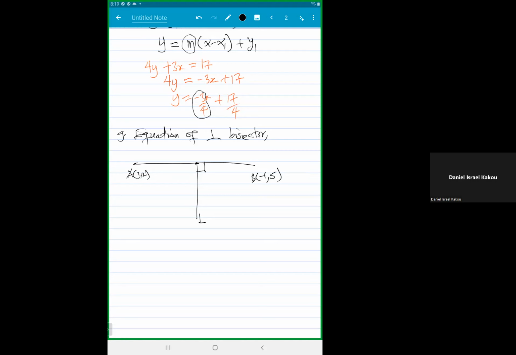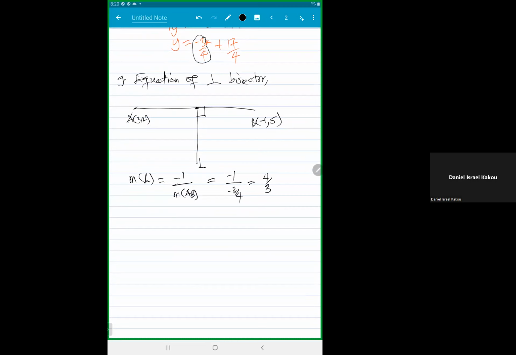We just discussed the fact that if 2 lines are perpendicular, then their gradient is the negative reciprocal of the other. So this line I'm calling L is the line I'm trying to find. But that line is perpendicular to AB. So first, I can find the gradient of L. The gradient of L is going to be negative 1 over the gradient of AB, and the gradient of AB we had found to be minus 3 over 4. So basically, this becomes 4 over 3. So that becomes closer to what we are looking for.